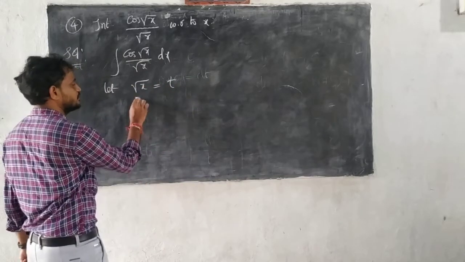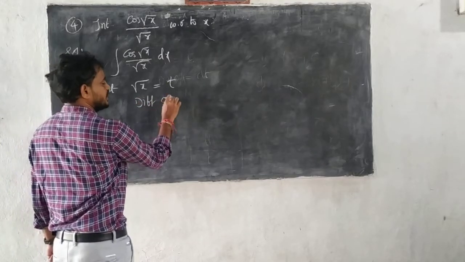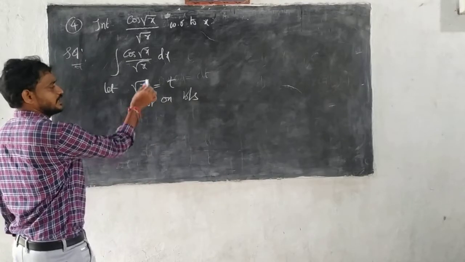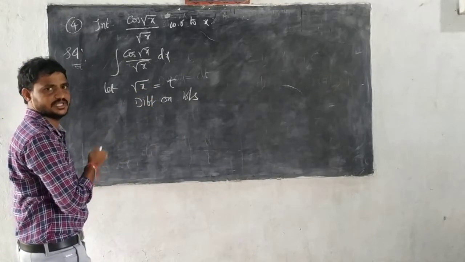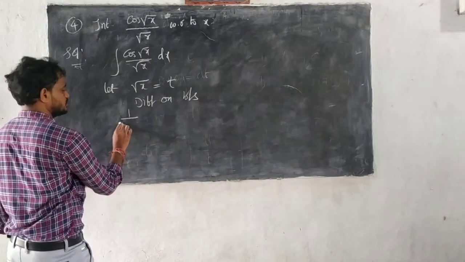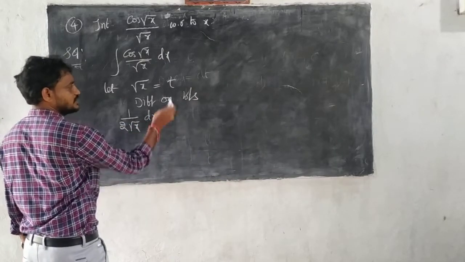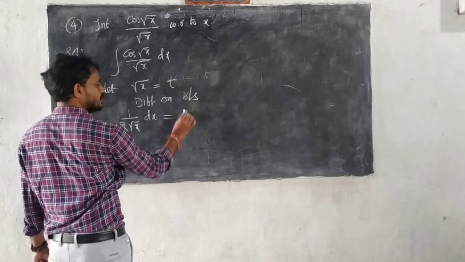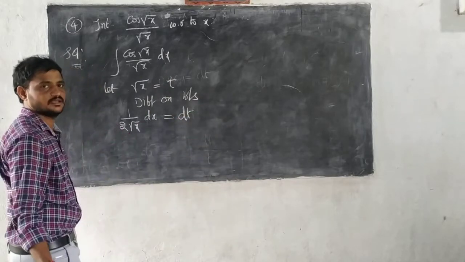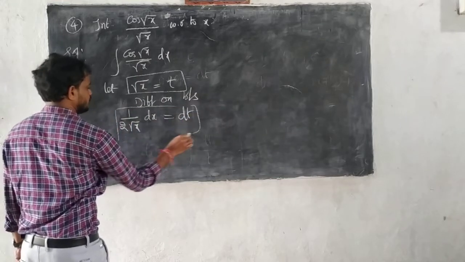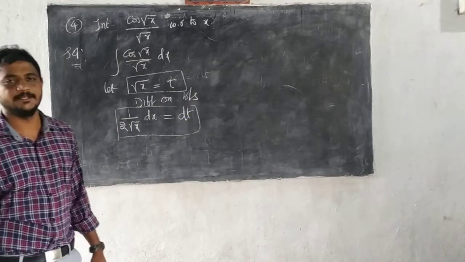Then differentiate on both sides. What is the differentiation of root x? 1 by 2 root x. So 1 by 2 root x into dx is equal to the differentiation of t, which is dt. So the root x value is t and the 1 by 2 root x dx value is dt.